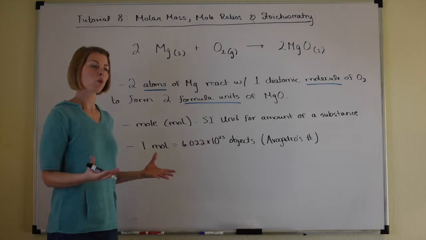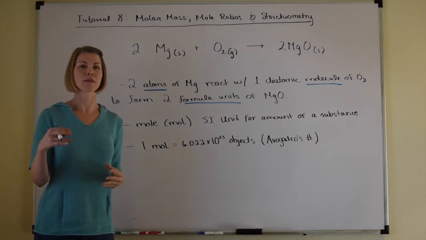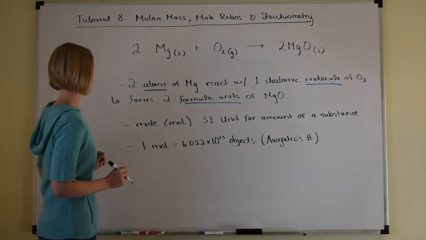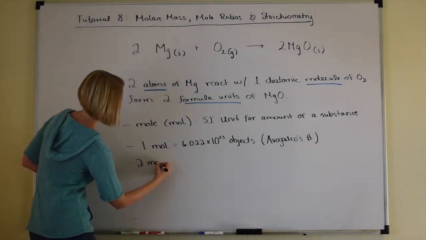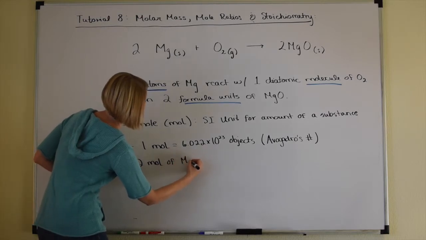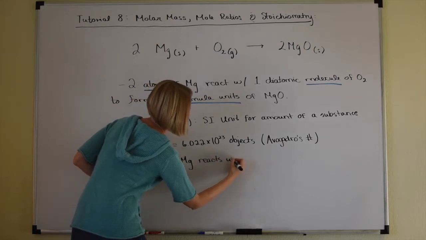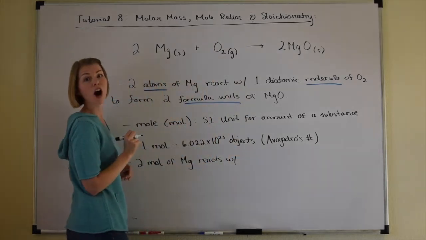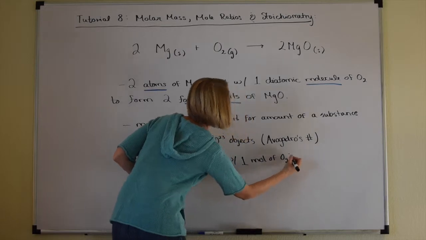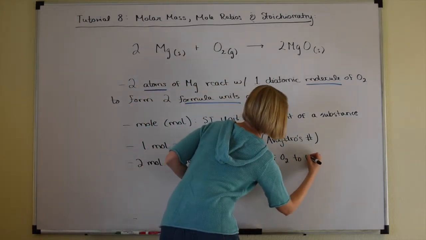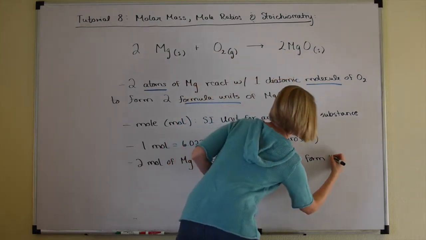So from now on, when we read our equations, we're going to read them in terms of moles, not molecules, atoms, and formula units. So let's reread this equation here. We can now read this equation as 2 moles of magnesium reacts with 1 mole of oxygen to form 2 moles of magnesium oxide.